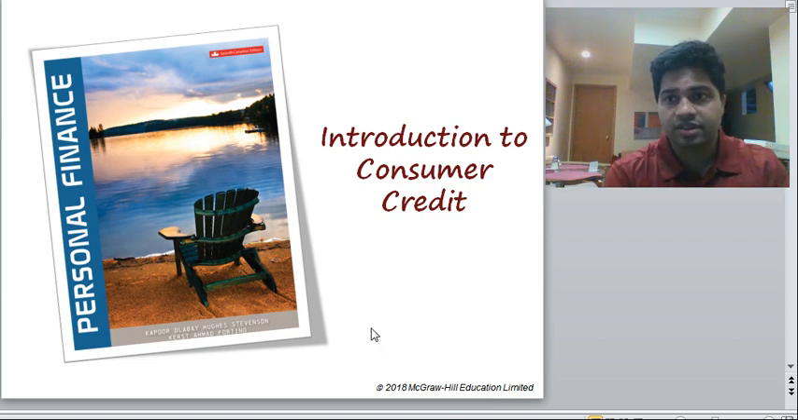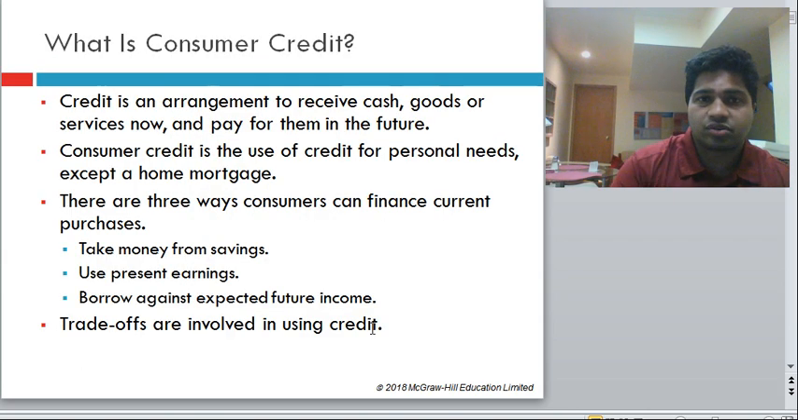So we are going to discuss consumer credit. So what is consumer credit? Credit is an arrangement to receive cash, goods or services now and pay for them in future. Consumer credit is the use of credit for personal needs except for home mortgages. So rather than buying a house, you can buy electronics or certain other stuff.